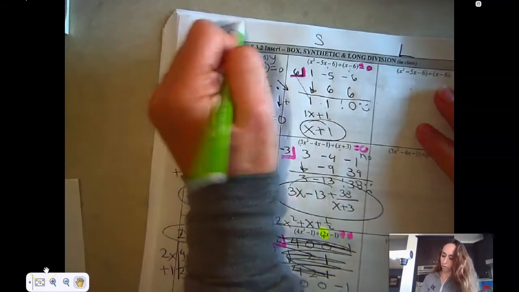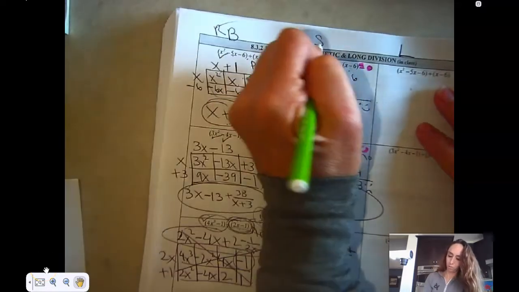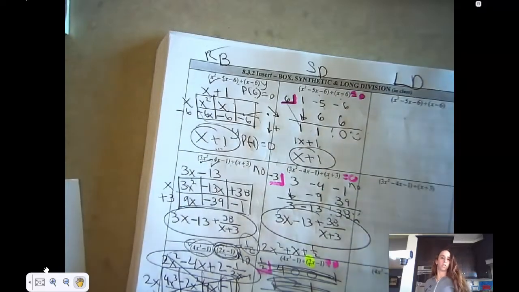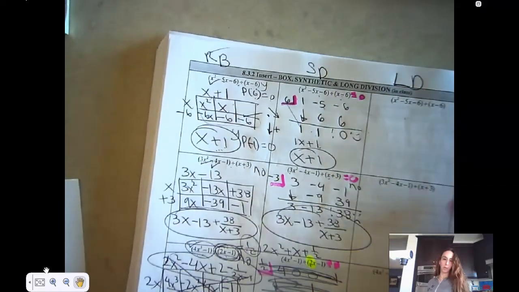So you've learned reverse box. You've learned synthetic division. Now you're going to learn long division. It's literally called long division because it's long. I'm going to have to write kind of small to be able to fit stuff.